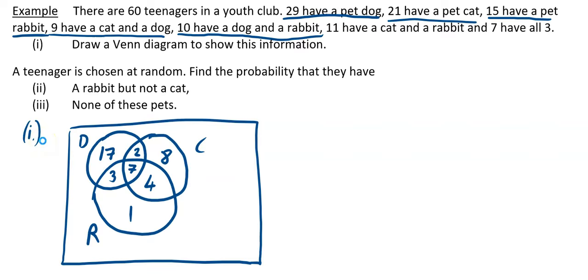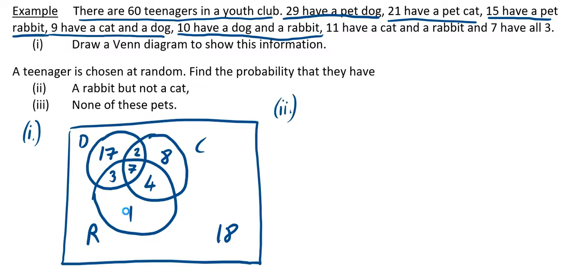One more bit of information for us, and it tells you there are 60 teenagers in a youth club. So all of these numbers that I've just put down, plus some mystery number outside, must add up to give you 60. So to get this number outside, you do 60 minus 17 minus 2 minus 8 minus 3 minus 7 minus 4 and minus 1. And when I did that using my calculator, of course, I got 18. You're now ready to answer whatever the question could possibly ask you.